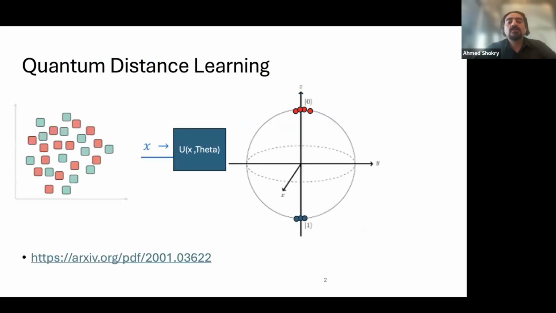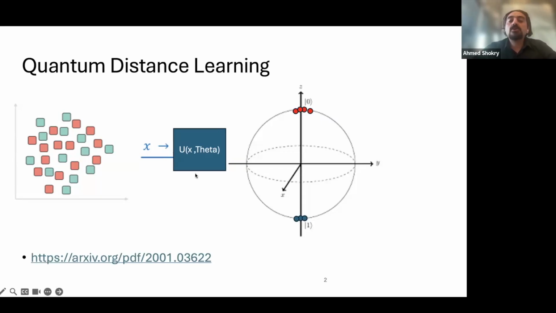So quantum distance learning is an important topic in quantum machine learning because it is considered a basic block in many quantum machine learning algorithms, such as quantum clustering algorithms and quantum classification algorithms.